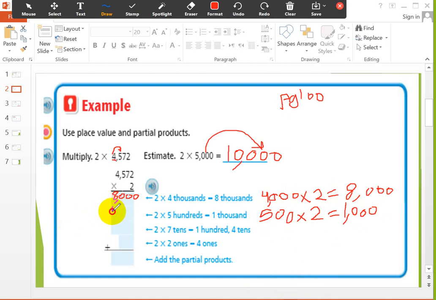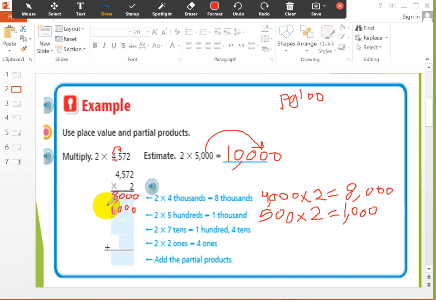So I will write it, and order the digits under each other. The ones under the ones. The tens under the tens. The hundreds under the hundreds. The thousands under the thousands. Okay? And the comma will be after 3 zeros.